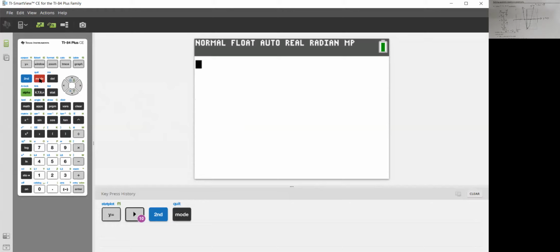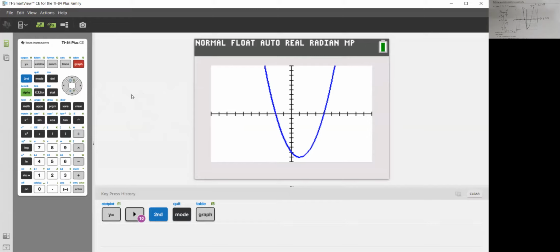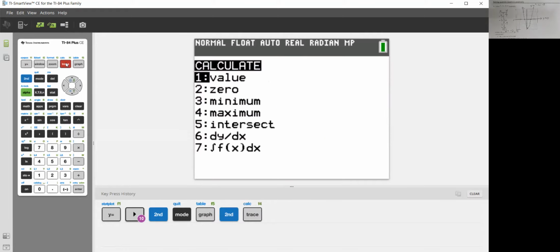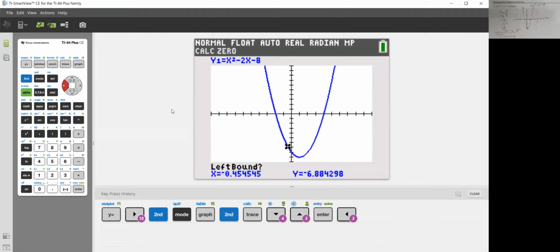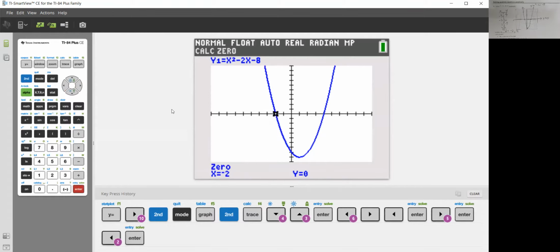You go second quit to exit out of that. So I want to look at my graph, and this is a graph of my function. If I want to find the x-intercepts, I go to second and hit the trace button. There's my calc menu, and there's an option to find your zeros. You go to the left of the zero for your left bound, then to the right of the zero for your right bound, and then you guess somewhere in between. That is giving you a -2.